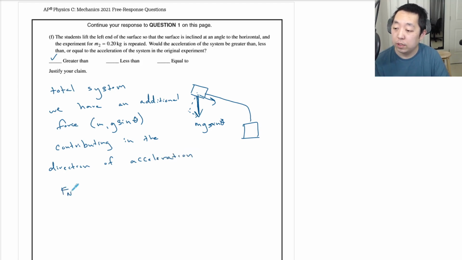So we have a larger net force, total mass is the same, and that results in larger acceleration. Okay.